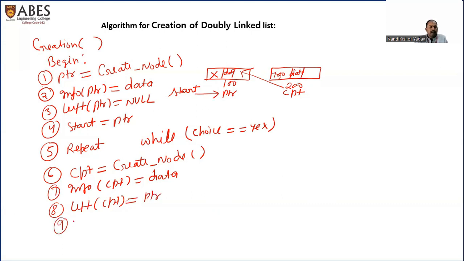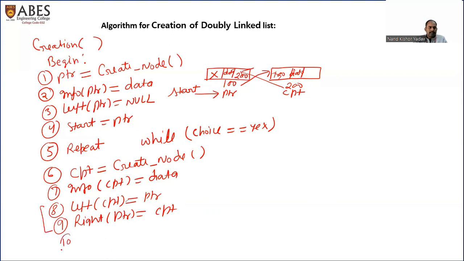Ninth step, right of PTR is equal to CPT. So we put 200. Now both nodes are connected. Both nodes are connected using these two steps.